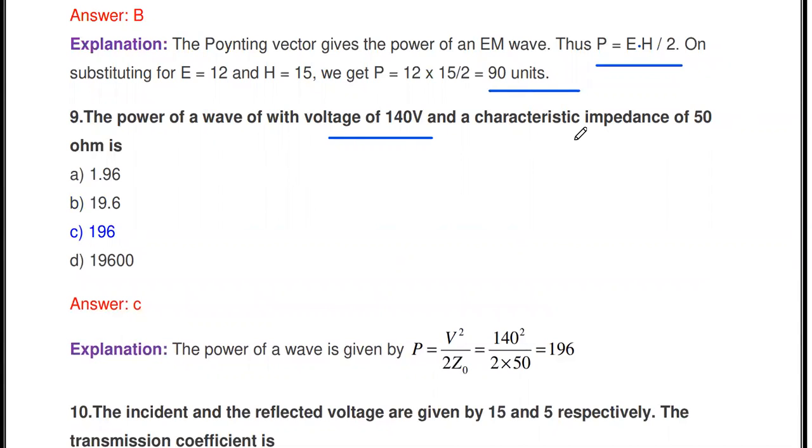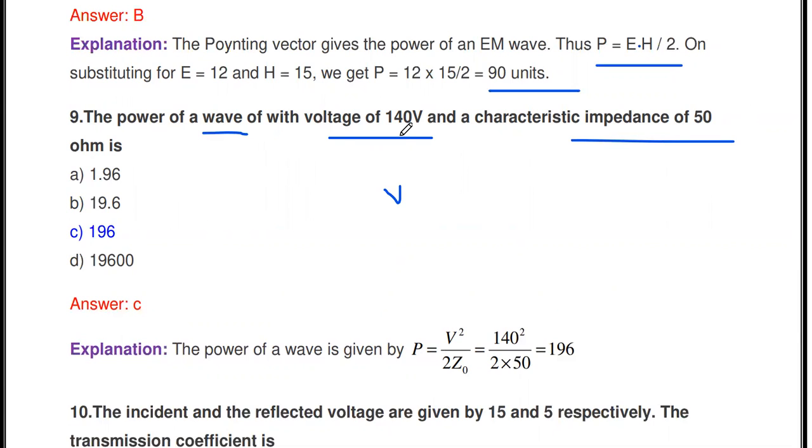Okay, and the characteristic impedance of 50 ohm is dash. So here the wave with voltage is given. Voltage equal to 140 volt and the characteristic impedance is 50 ohms. So the question is to calculate the power of that EM wave. So the power P equal to V squared divided by 2 into Z0.